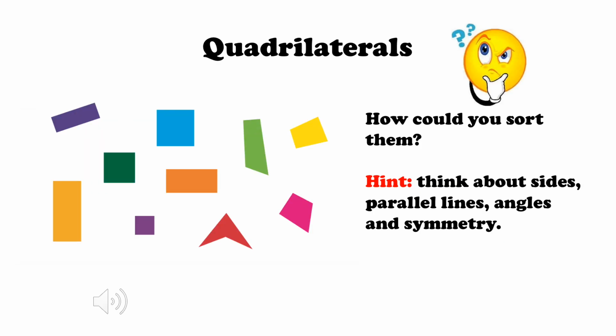So thinking about your thoughts in the last slide about how they're similar and how they're different, I want you to think about the next question. If you were going to sort these quadrilaterals, how would you do it? Now I've put a little hint on the slide. Think about the sides, think about the parallel lines, think about the angles and whether they have lines of symmetry or not.